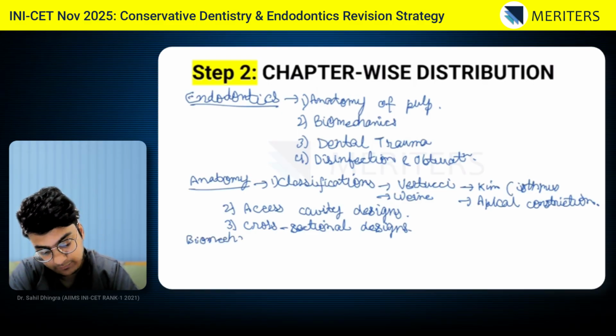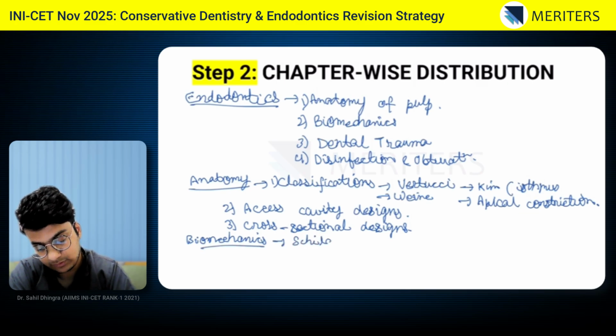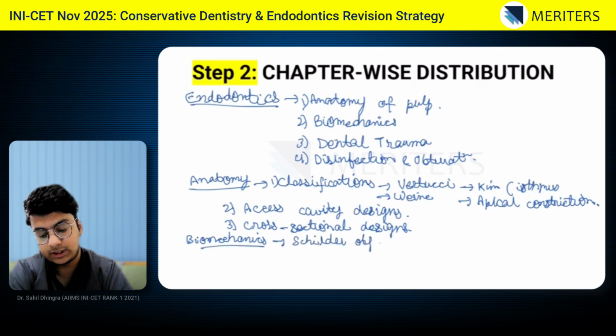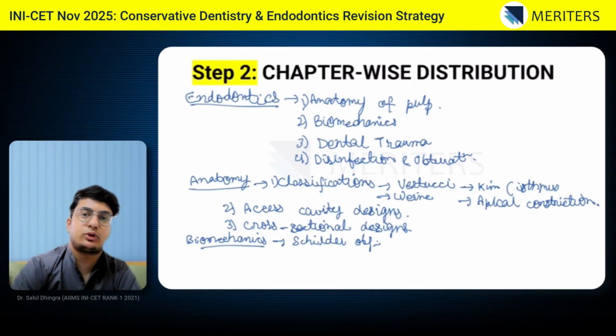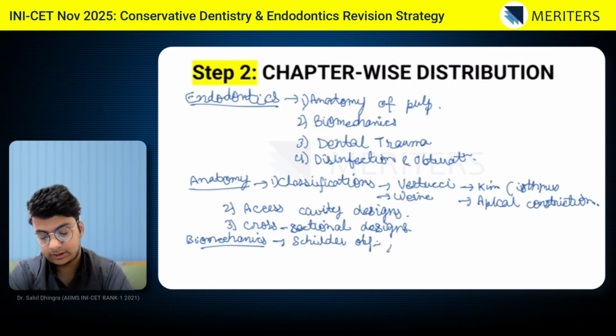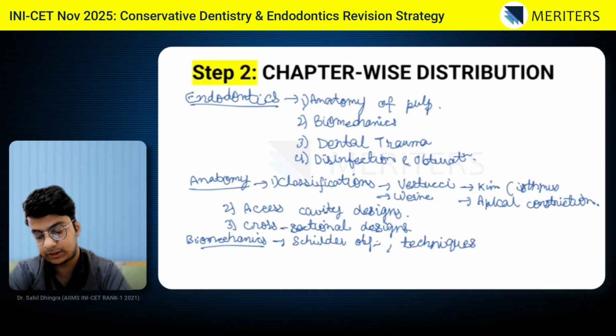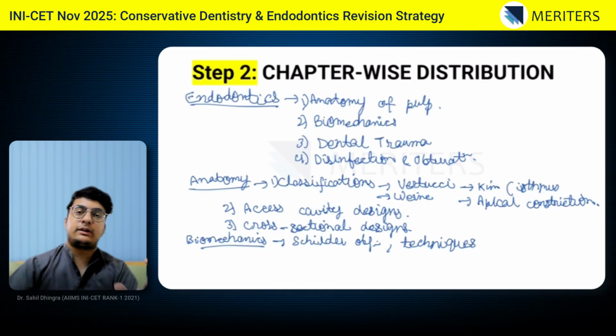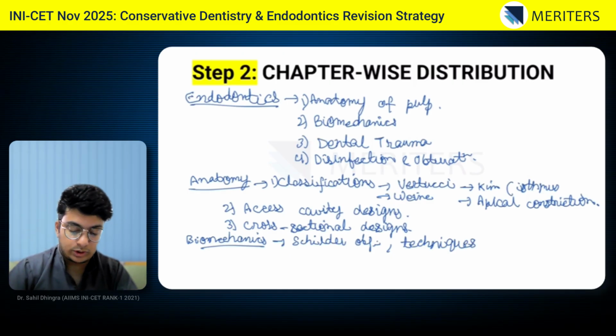Now in biomechanics, everything is important, starting from Schilder's objectives, the biological and mechanical objectives. They are very, very important. Other than this, the techniques. They will ask you which of the following techniques is used where, which is an apical to coronal technique, or which is a coronal to apical approach. So you must know everything about this.